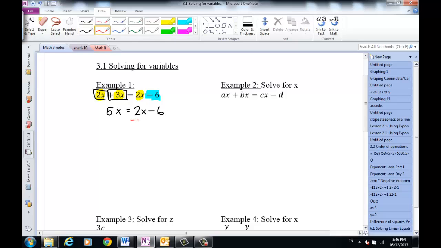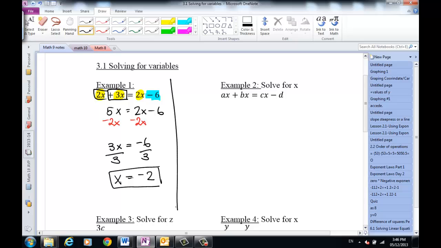Now because I need all of the x's on one side, I'm going to subtract by 2x on both sides. And I get 3x is equal to negative 6. We're going to divide both sides by 3 because our goal is to get x equals something, and in this case it's x equals negative 2. Alright, so our first example, fairly straightforward, we've seen this before.